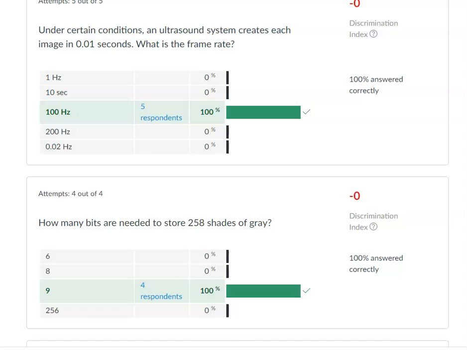Under certain conditions, an ultrasound system creates each image in a given frame time. What is the frame rate? It's the reciprocal of the frame time, or 100 hertz. So everyone got that right.